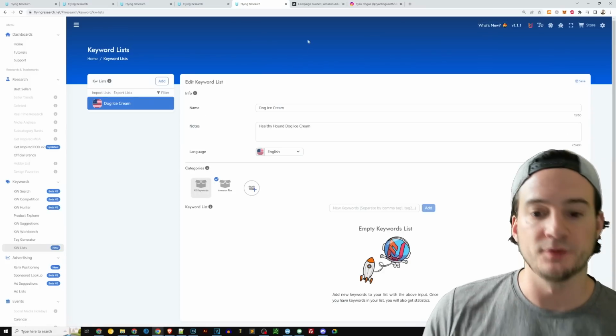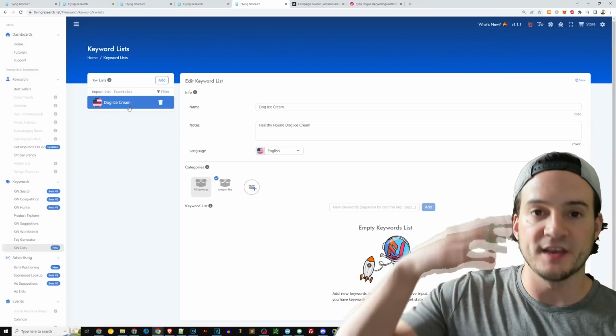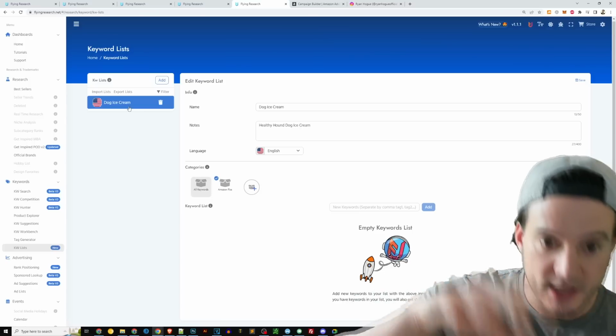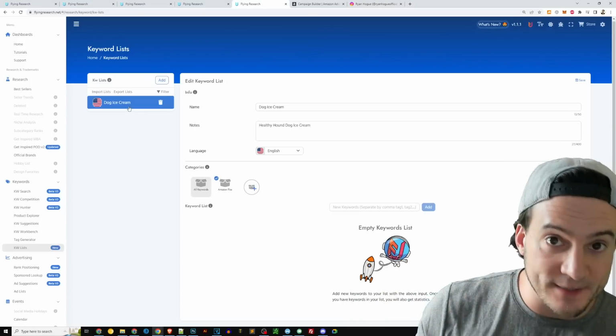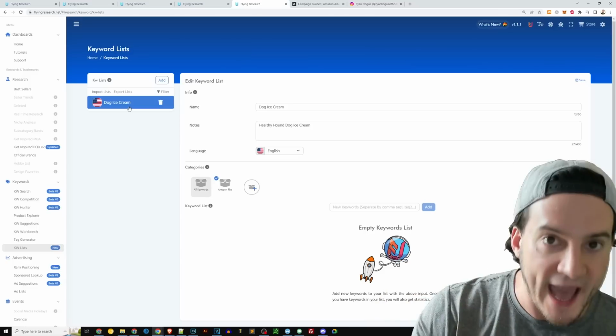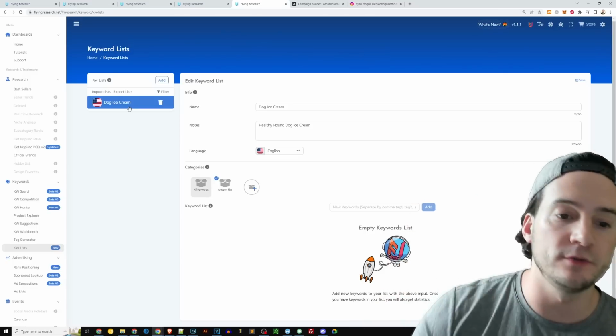Keyword lists. So this is something like if you were thinking St. Patrick's Day 2023, you put your list of keywords here. And then next year, St. Patrick's Day 2024, you want to just make a quick edit and have all your keywords ready. You can do that here. You can save them here.